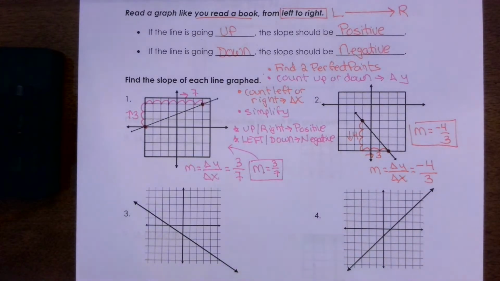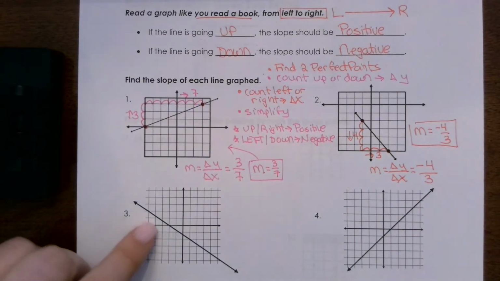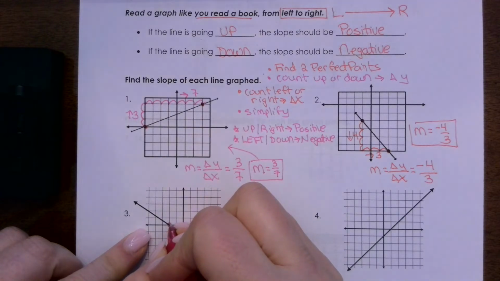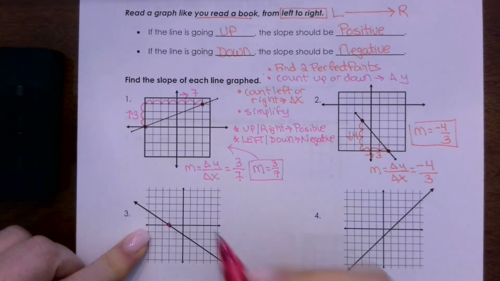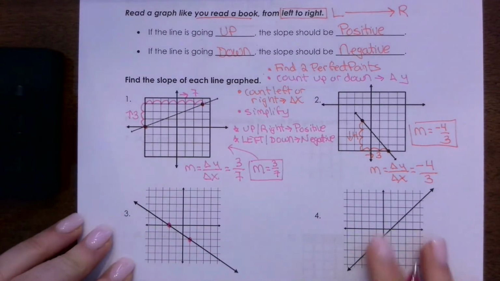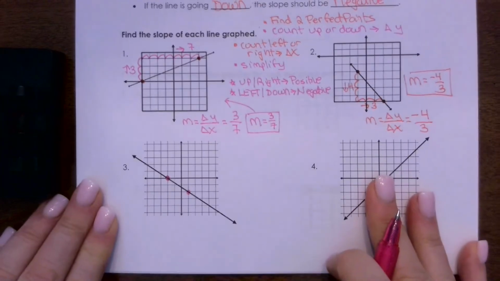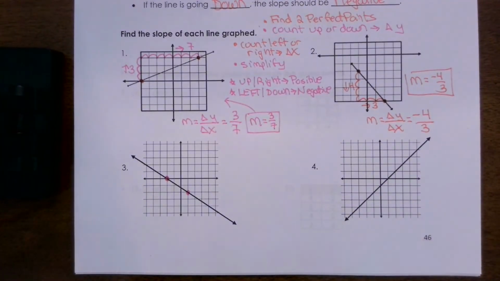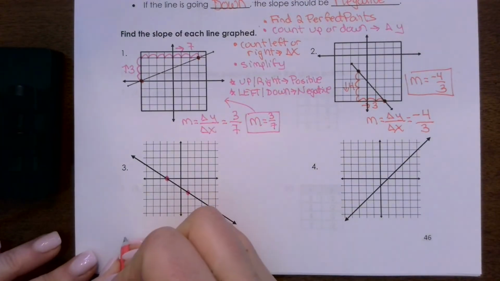In numbers 3 and 4, I don't have 2 perfect points identified, so I've got to look at my line. Like, look at this right here. That's not really right in that intersection, but if I go a little bit further, I can see the line crosses perfectly at -2, 0, and I can see it crosses perfectly here at 1, -2. So now I've found 2 perfect points, and I can move on to finding my slope.